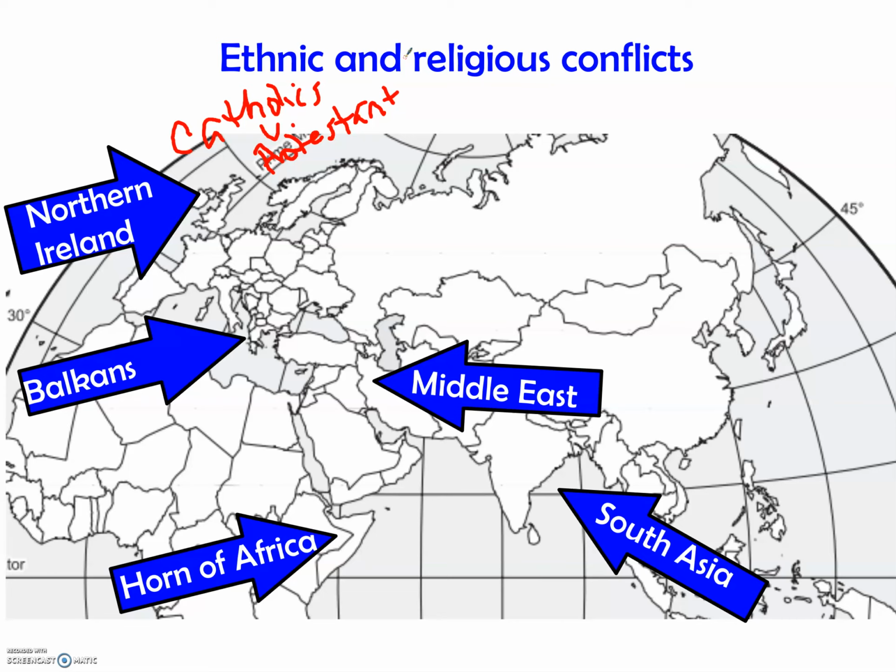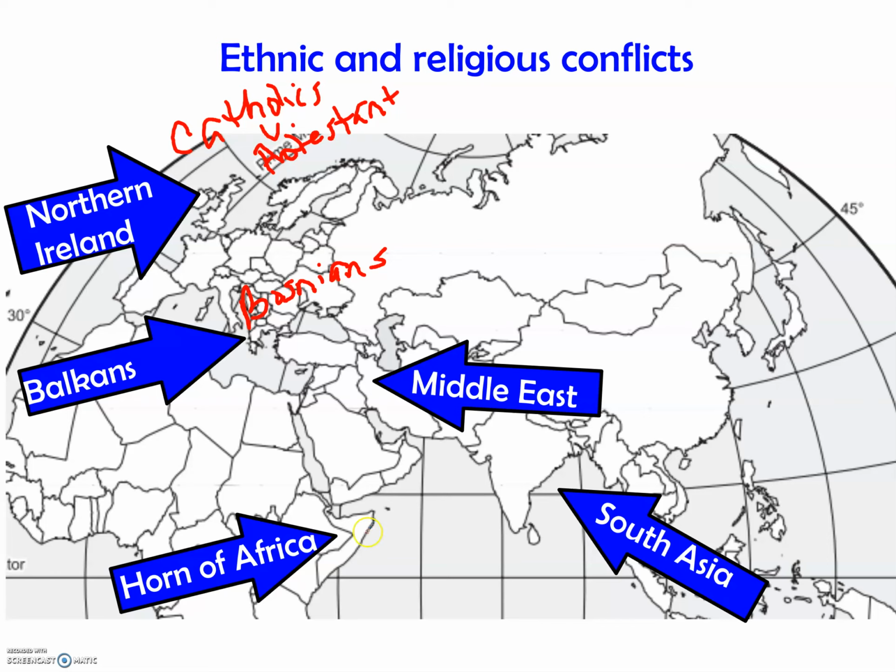In the Balkans, you had the Bosnian conflict, which we talked about when we talked about genocides. In the Bosnian conflict, there was a genocide where the Bosnians and the Croats were killing each other and trying to extinguish each other's groups based on ethnic background and cultural background.